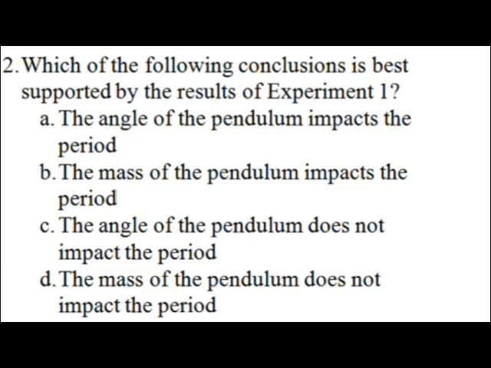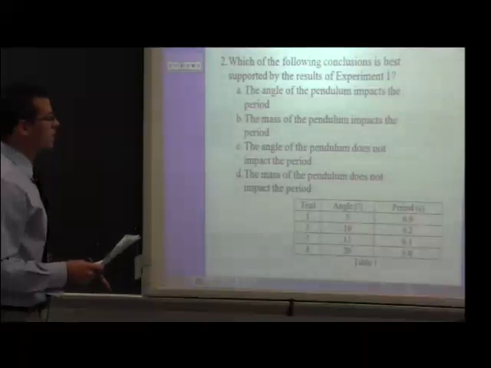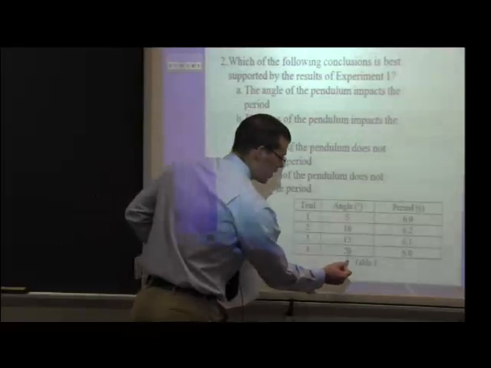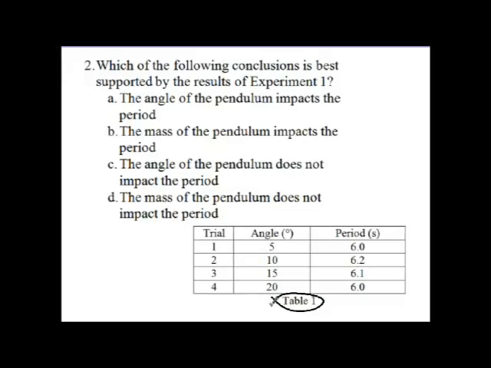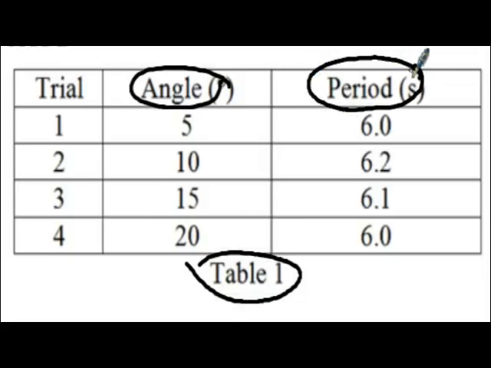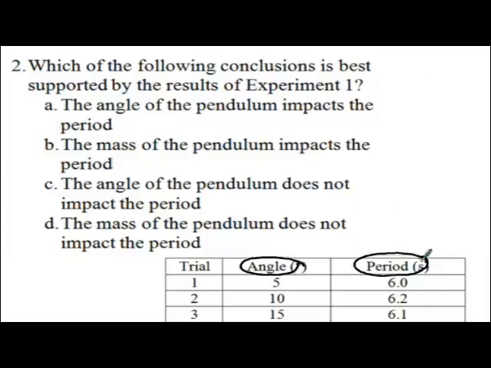Number 2, which of the following conclusions is best supported by the results of experiment number 1? This question is dealing with only experiment number 1. So again, at the bottom here, go back to table 1 in the passage, and we're looking at a conclusion supported by just experiment number 1. Experiment number 1 has angle and period, so we're looking for an answer that has only angle and period.